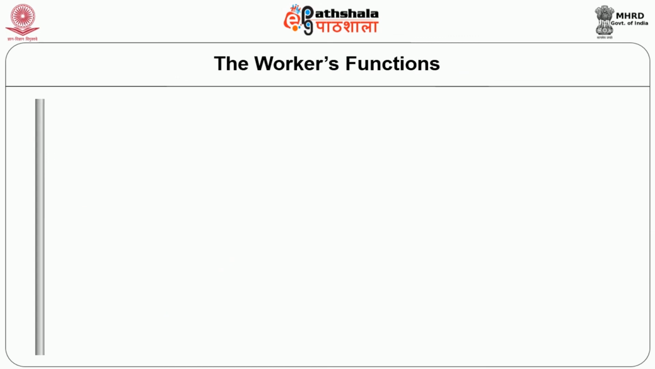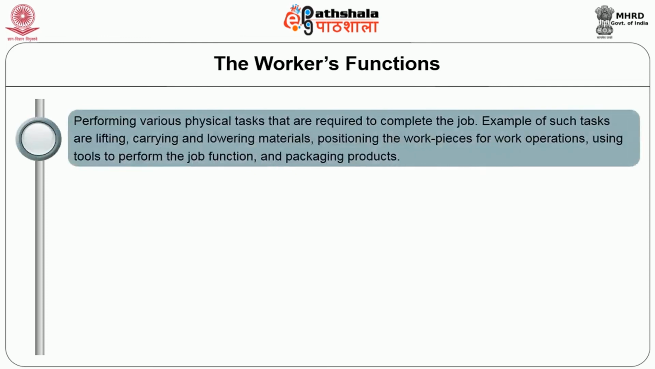Workers generally perform the following 3 types of functions. One would be performing various physical tasks that are required to complete the job. Examples of such tasks can be lifting, carrying, lowering the material, positioning the workpieces for work operations, using the tools to perform the job function, and packaging products.